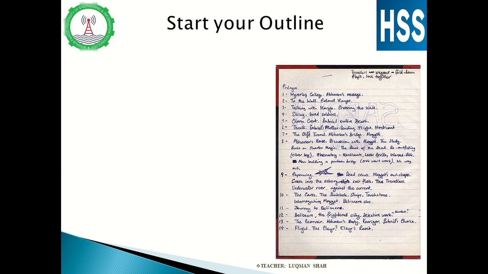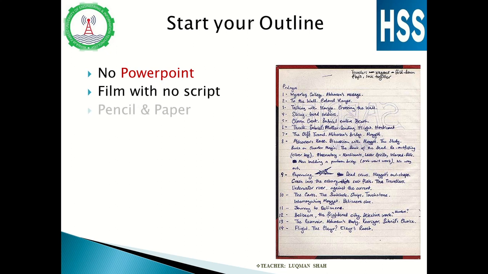The second important point is, start your outline. Before starting the preparation of the presentation, you should have your own notes, your own outlines, your own material. And remember, for a formal presentation, without PowerPoint we cannot call it a presentation. PowerPoint is very necessary for a formal presentation. It is like a film with no script.